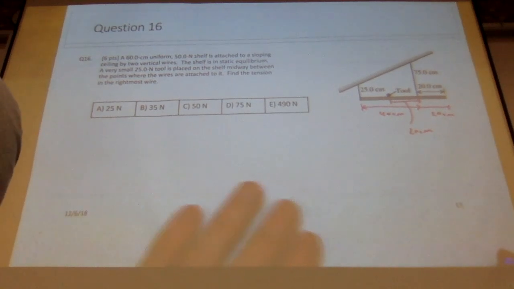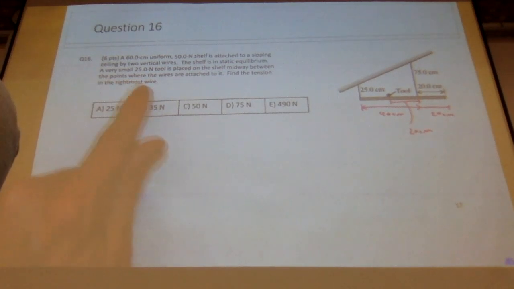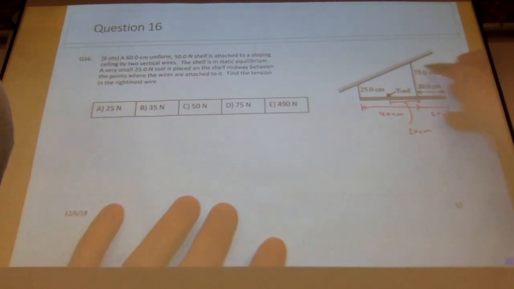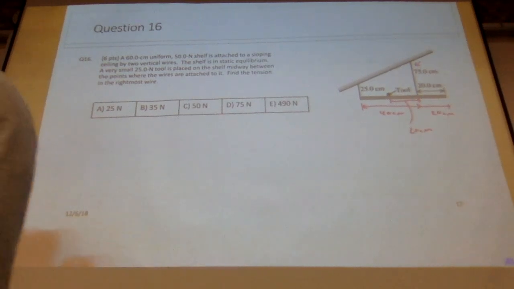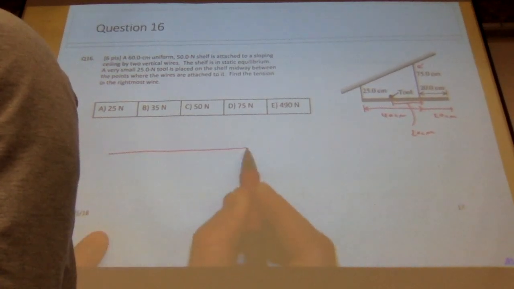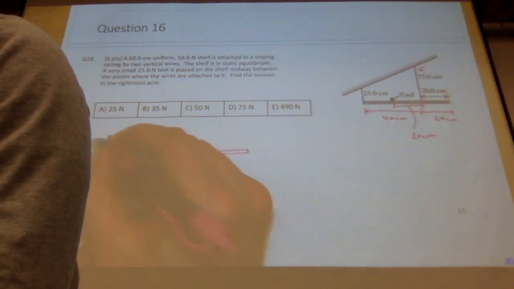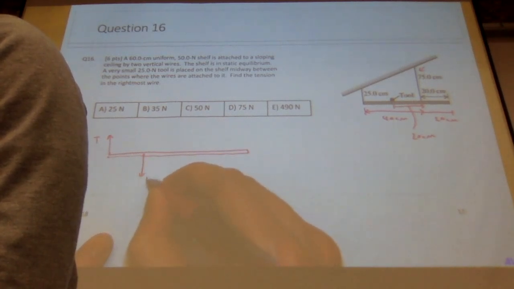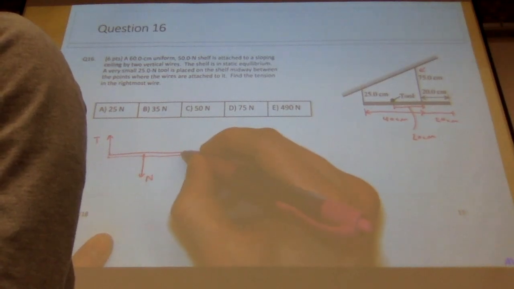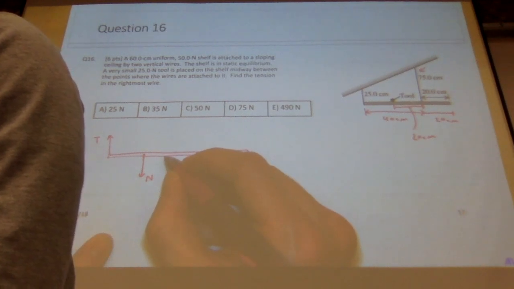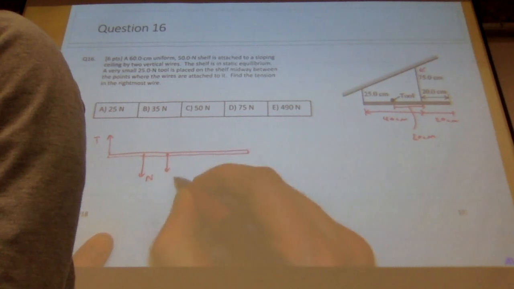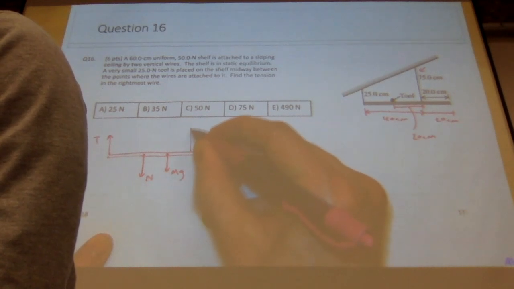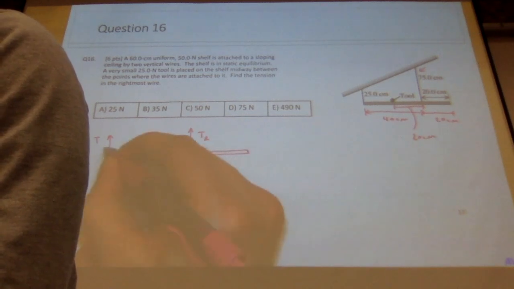So we're trying to find the shelf in static equilibrium. A very small, 25 Newton tool is placed on the shelf. Find the tension in the rightmost wire, so this wire. So if I think about the shelf and what forces are on it, there is a tension force here by the leftmost wire. There is a normal force by the tool. There is a weight force right smack here in the middle, mg, and then there's another tension force here as well. Tension right and tension left.